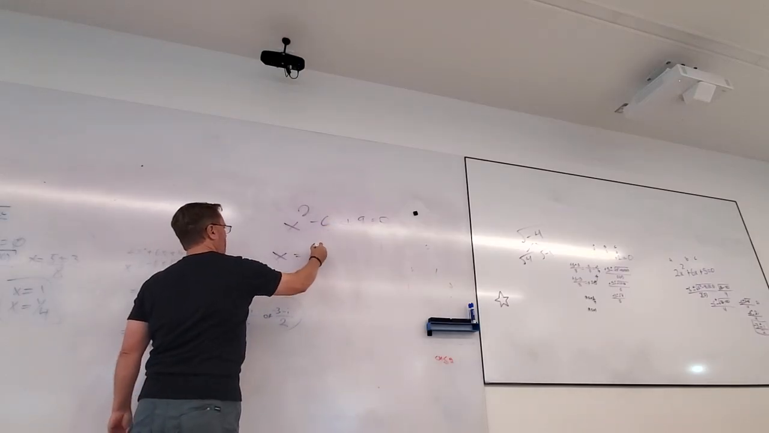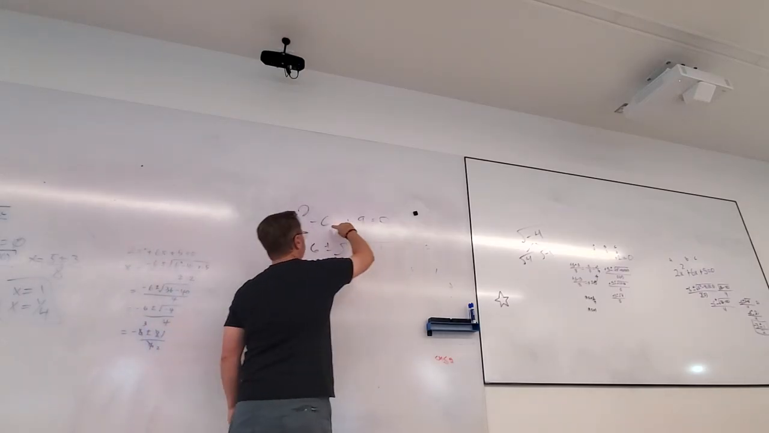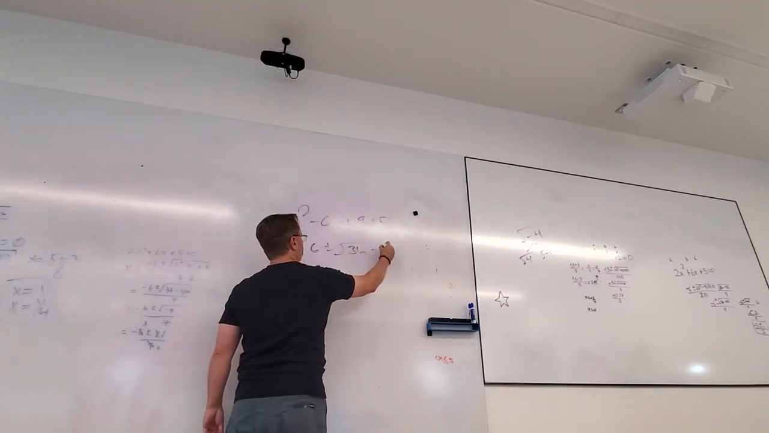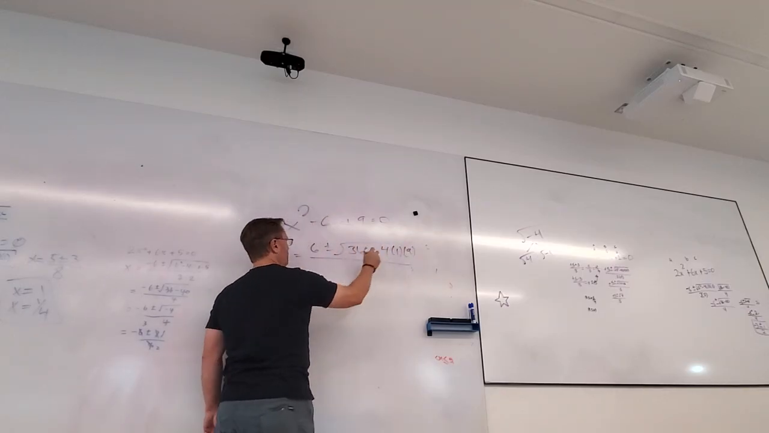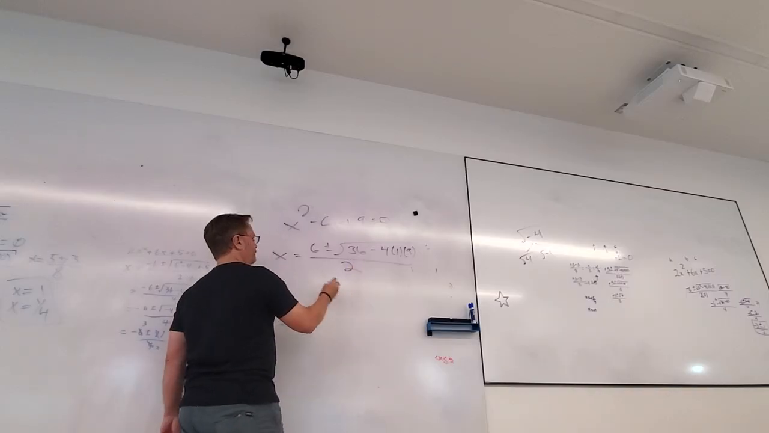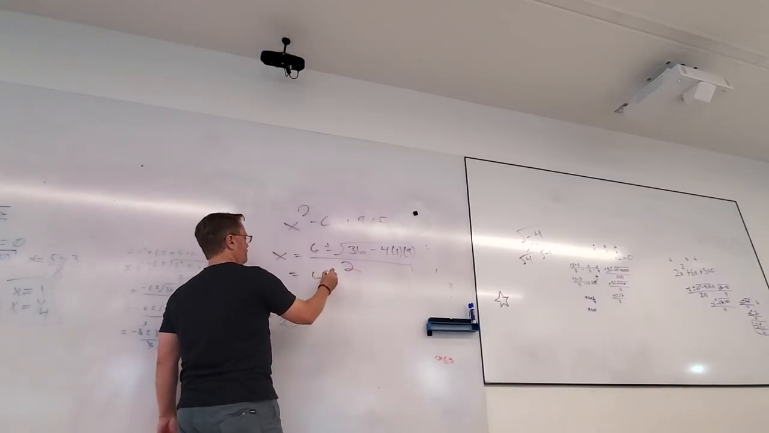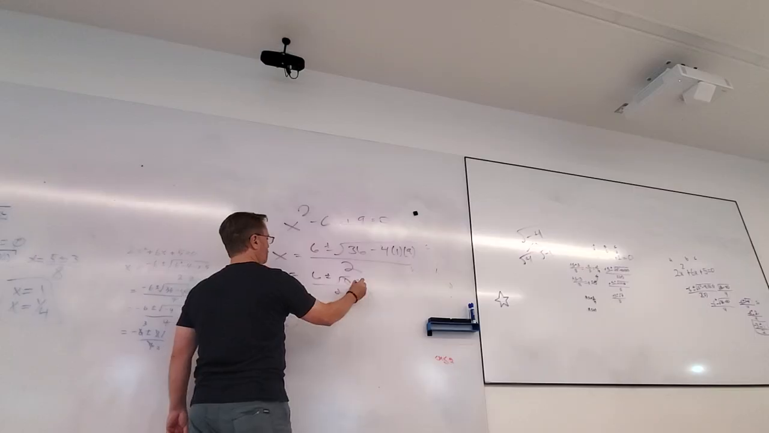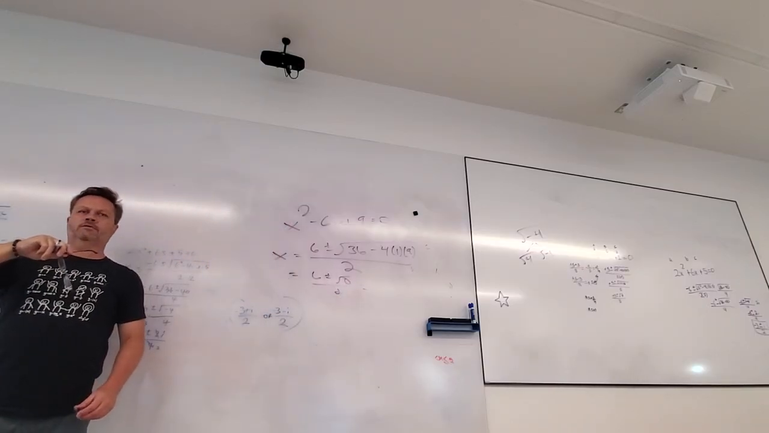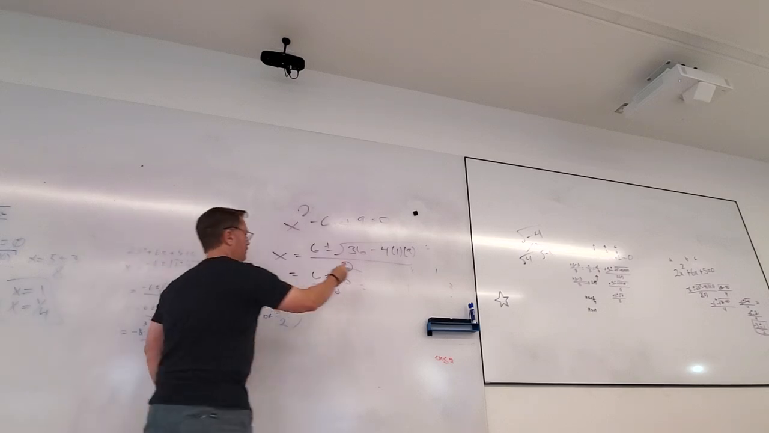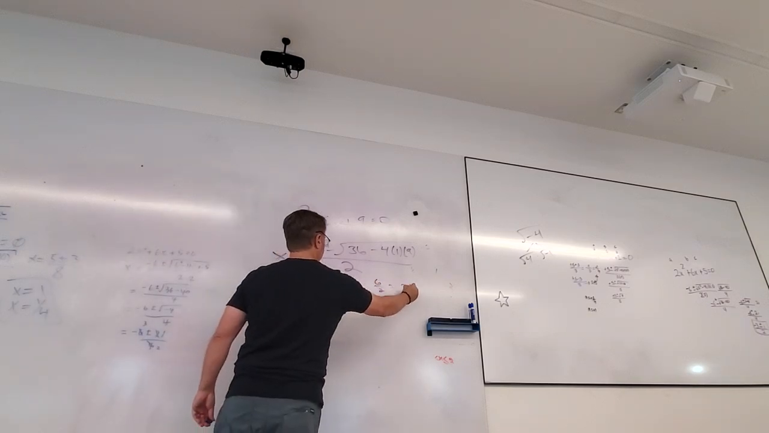So let's see, negative b plus or minus the square root of b squared minus 4ac. So you guys see what's happening here? Over 2a. So you get 6 plus or minus the square root of 0 over 2, which is 3, because this is 6 over 2.